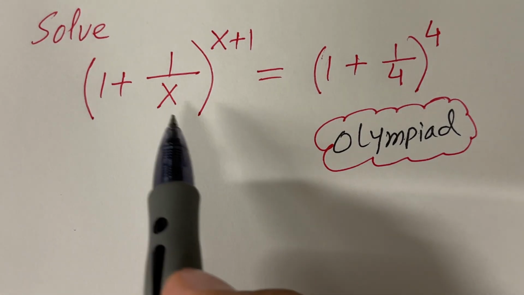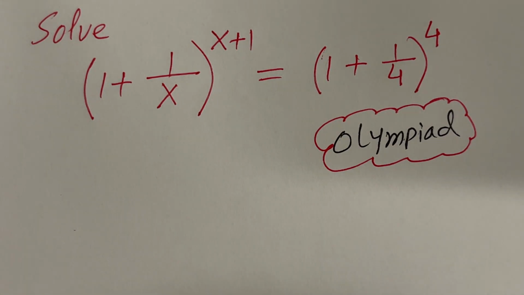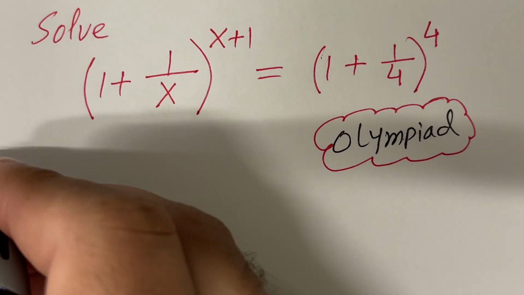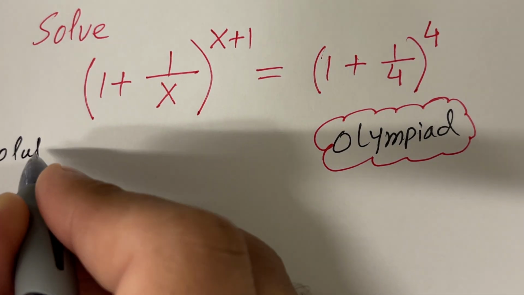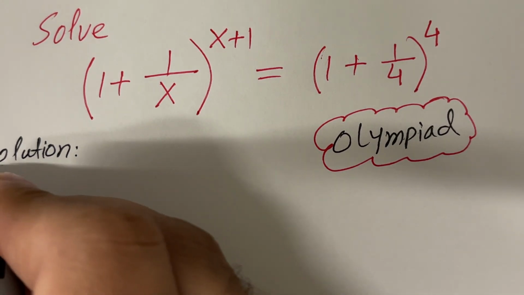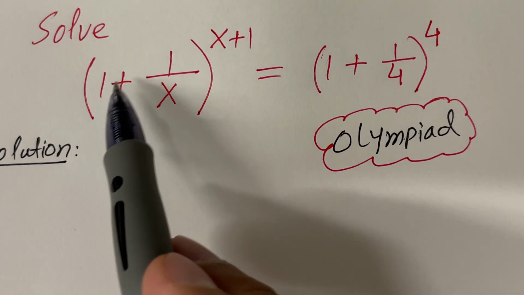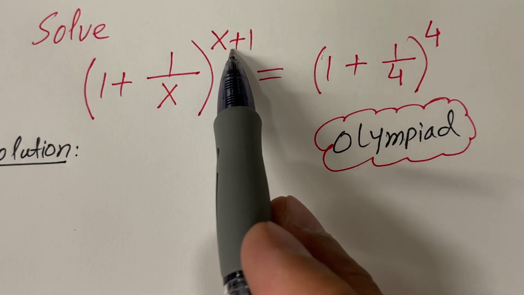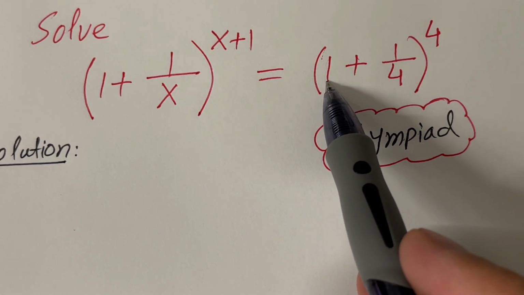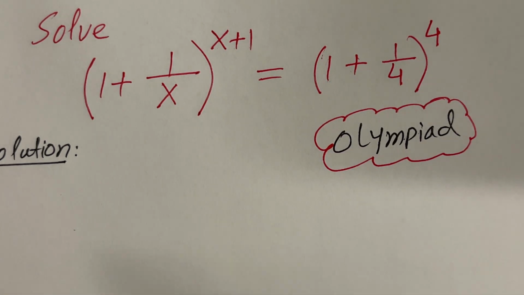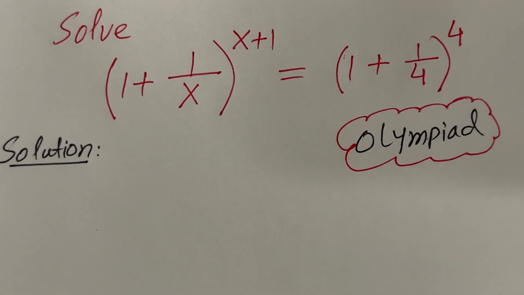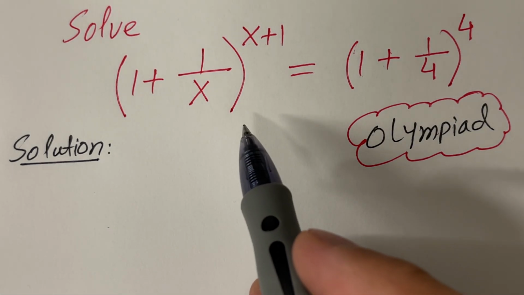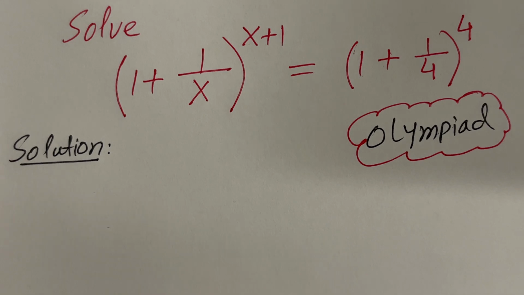In this video, we are given this nice Olympiad math problem and we want to find the value of x. Let me start my solution. On the left hand side, we have 1 plus 1 over x raised to the power x plus 1, while on the right hand side, I have 1 plus 1 over 4 raised to the power 4. And let's see if we can find the values of x that satisfy this equation or not. So we will use a trick here.